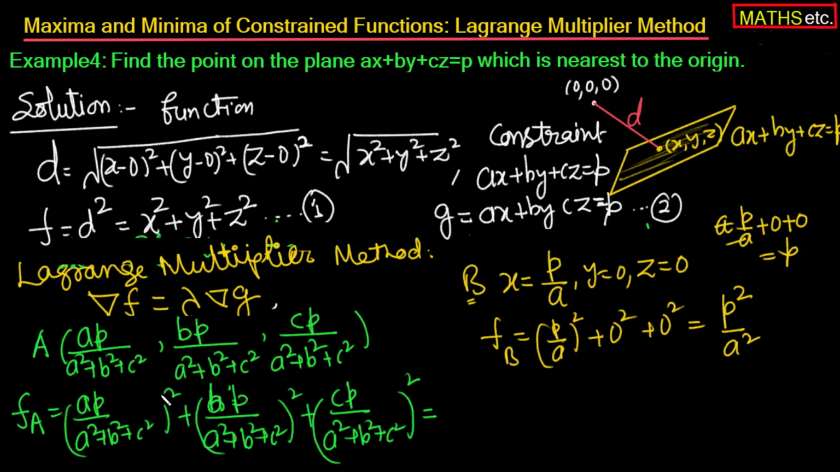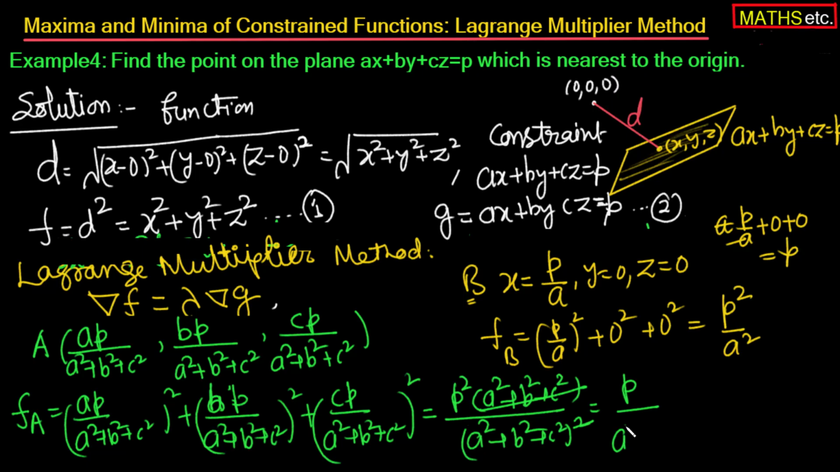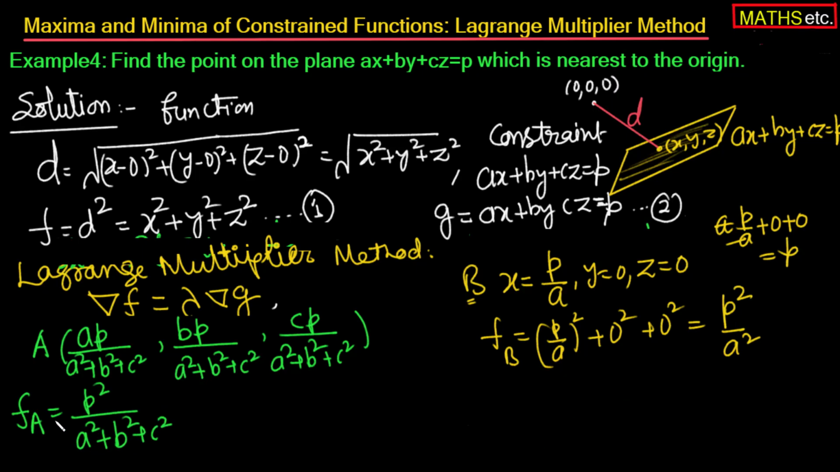After simplification, from a squared, b squared, c squared, p squared is common. We get p squared times a squared plus b squared plus c squared over a squared plus b squared plus c squared whole squared. Now the numerator a squared plus b squared plus c squared cancels out one of the powers in the denominator, and we simply get p squared over a squared plus b squared plus c squared. So the value of the function at point a is p squared over a squared plus b squared plus c squared.